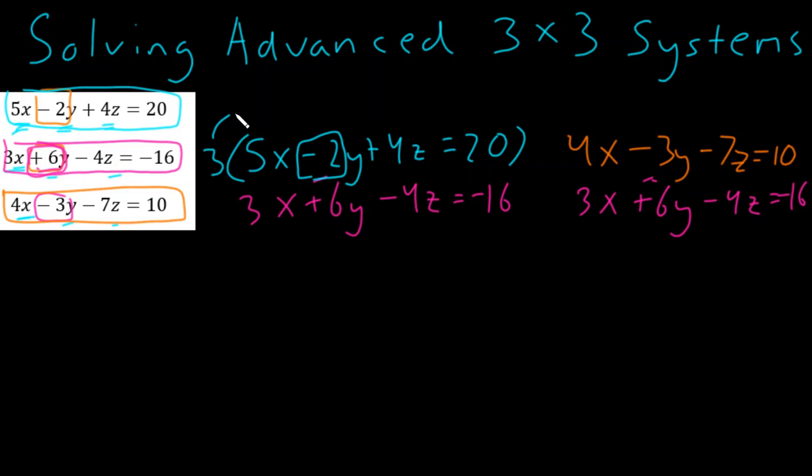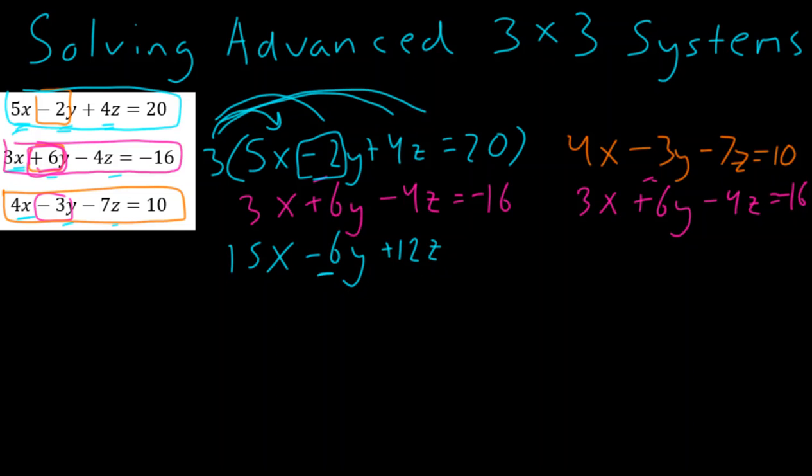So we are transforming this top equation. 3 times 5x is 15x. 3 times -2 is -6y. That's what we're looking for. 3 times 4z will be +12z. And 3 times 20 will give us 60. Now, why is that so beneficial? Because now we can add straight down, and I'll use this nice purple.